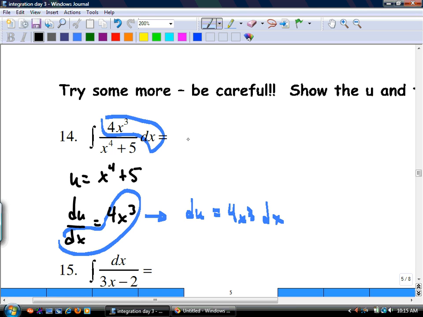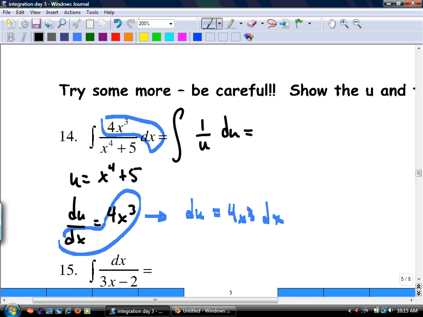So it becomes the antiderivative of 1 over u du. The du takes care of the 4x cubed, takes care of what you were talking about, Dylan. That u prime, that's what du is. It's u prime, sort of in a funky little way. Does that kind of answer your question? Yeah.